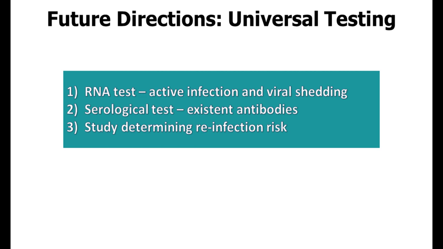We also have to run serological tests on people who may already have had it and have existent antibodies, and therefore are maybe not going to get it again. And that's where number 3 comes. You need to have a study that determines what the rate of reinfection may be. What is the reinfection risk? If I've already gotten it, will I be able to get it again, or will I have antibodies to it? And those antibodies are going to confer no risk or low risk for me.